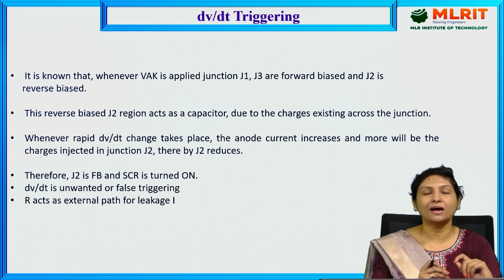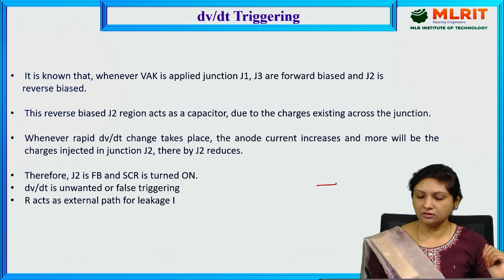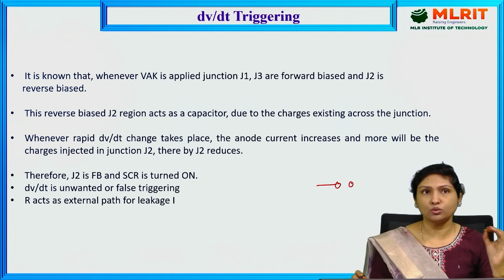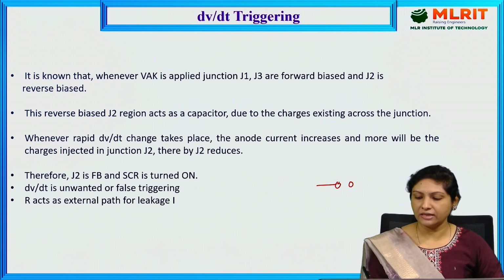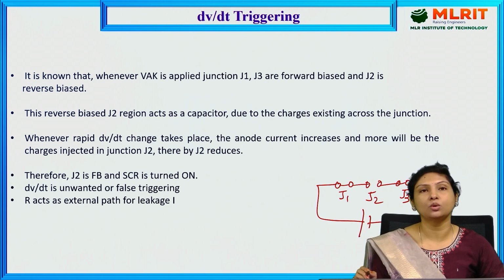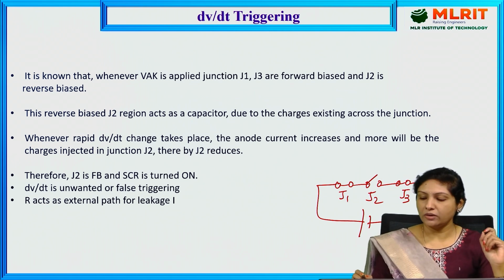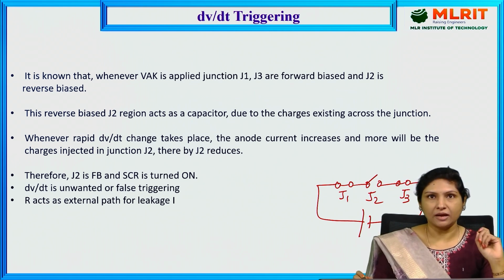And then we have dV by dt triggering. See here, whenever anode to cathode voltage is applied, when the anode is made more positive with respect to the cathode, junction J1 as well as junction J3 will be forward biased. Is it not? Now the anode is made positive with respect to the cathode and J2 is open circuited. So J1, J3 are forward biased and J2 is reverse biased.